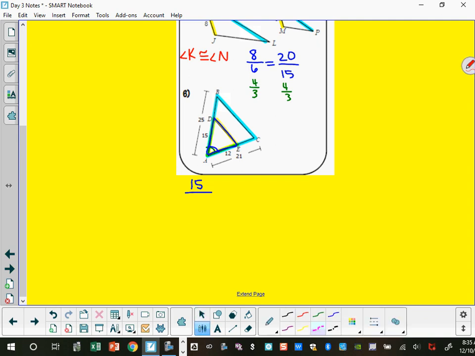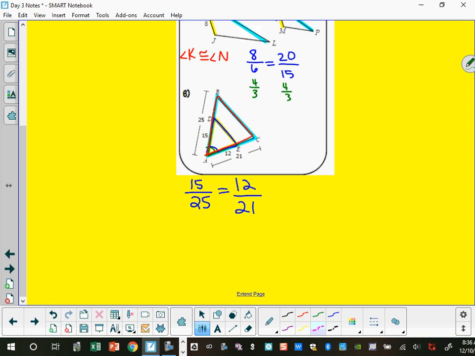Look at the small triangle, that's yellow. Look at the bigger triangle. This blue side is the same as what side in the small triangle? 25. Look at the other side. 12 is the same as what? What is that 21 proportional to? 21. So now do your proportions.